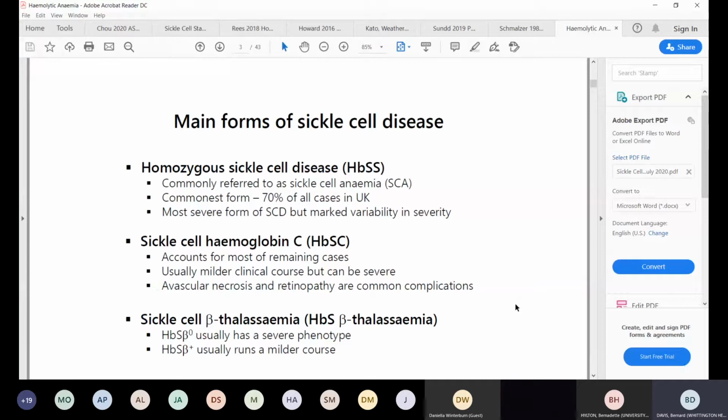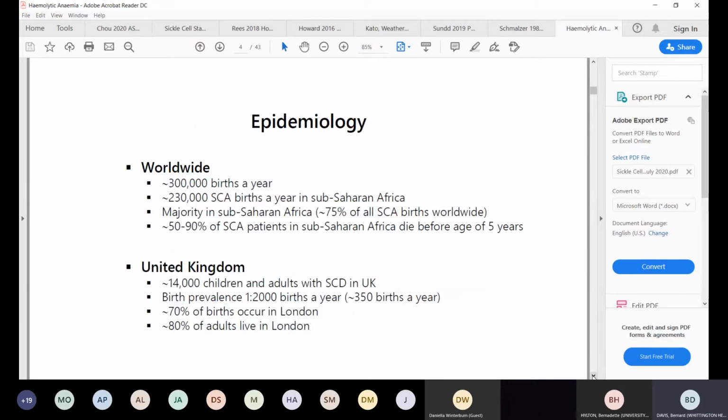And then you have sickle beta thalassemia. This is when, again, you have sickle cell hemoglobin interacting with a beta thalassemia trait, and the result is not thalassemia, it is sickle cell disease. There are two main types here. One where they're not making any globin chains at all, called beta 0, S beta 0. Those tend to be as severe as SS, and then there's a milder version who have a milder clinical course.